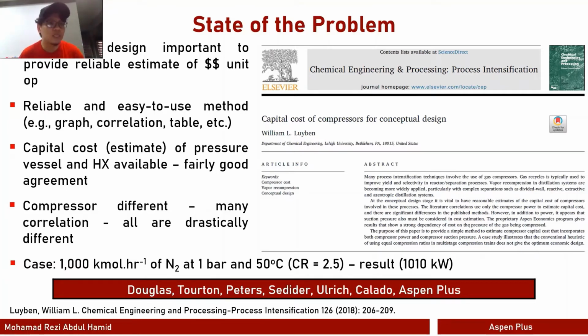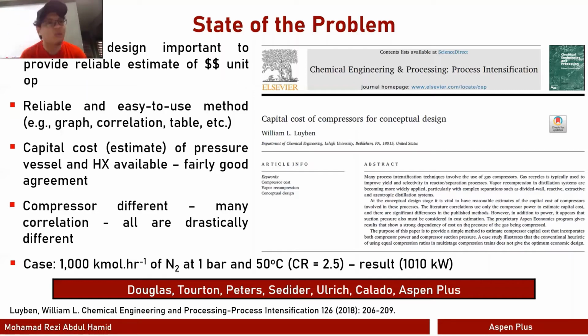Also, according to the author, for capital cost estimation of pressure vessels, heat exchangers, as well as distillation columns, whether you use different resources or different correlations, all of the capital cost estimates are in good agreement. So basically, regardless of the correlation or resource that you use, you will get to the same, I'm not saying exact, but the same estimated values. However, according to the author, compressors are different.